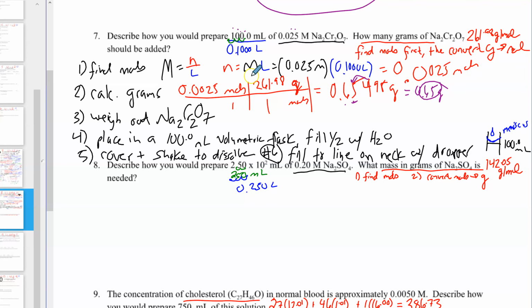So here's what we do. Find the moles. We did that. Calculate grams. We're going to weigh out our sodium dichromate, which is actually 0.65 grams. You're going to put it in a flask, fill it halfway with water, cap it up, shake it to dissolve, and then the last step, get out your eyedropper and fill exactly to that line on the meniscus. And then you've done it. You have created 100 mL of a 0.025 molar sodium dichromate solution.